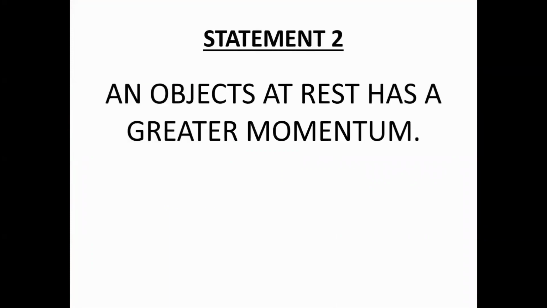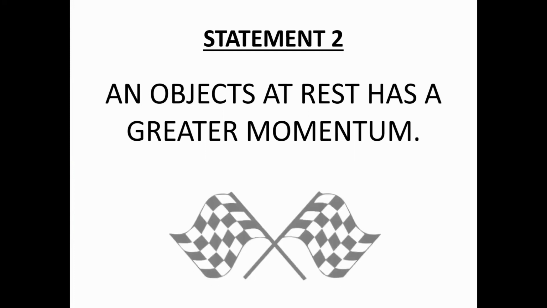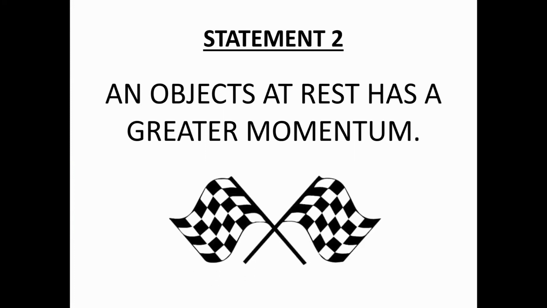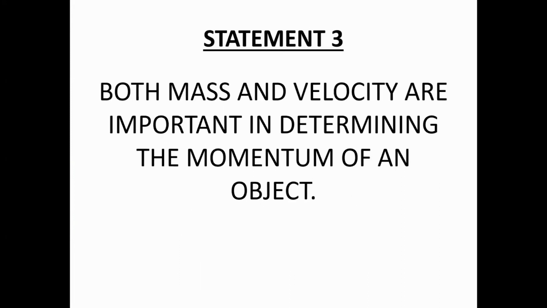Statement number 2. An object at rest has a greater momentum. What is your answer? It is a bluff. Since the object is at rest, its velocity is 0. A number multiplied by 0 would be giving you a 0 momentum. Statement number 3. Both mass and velocity are important in determining the momentum of an object. Is it a fact or a bluff? And it is a fact.